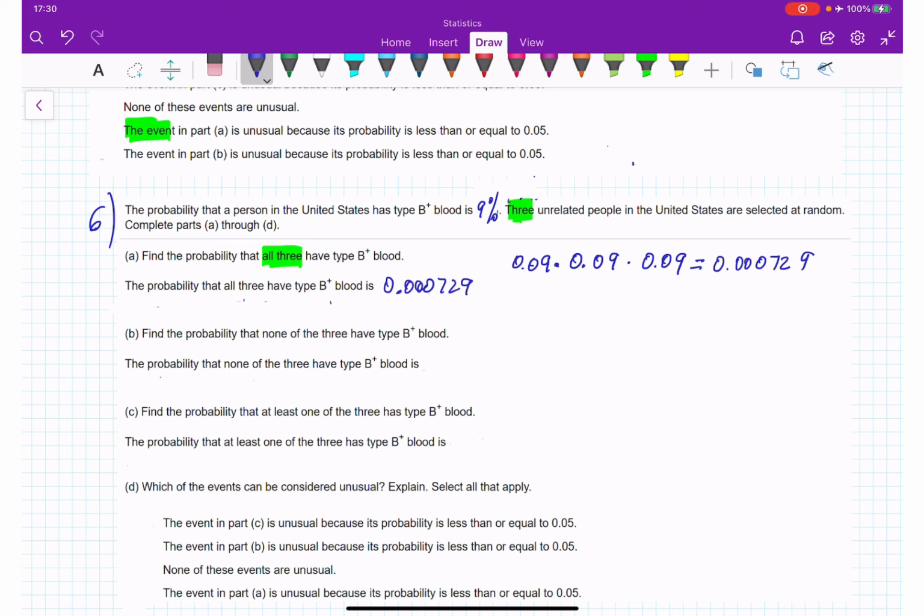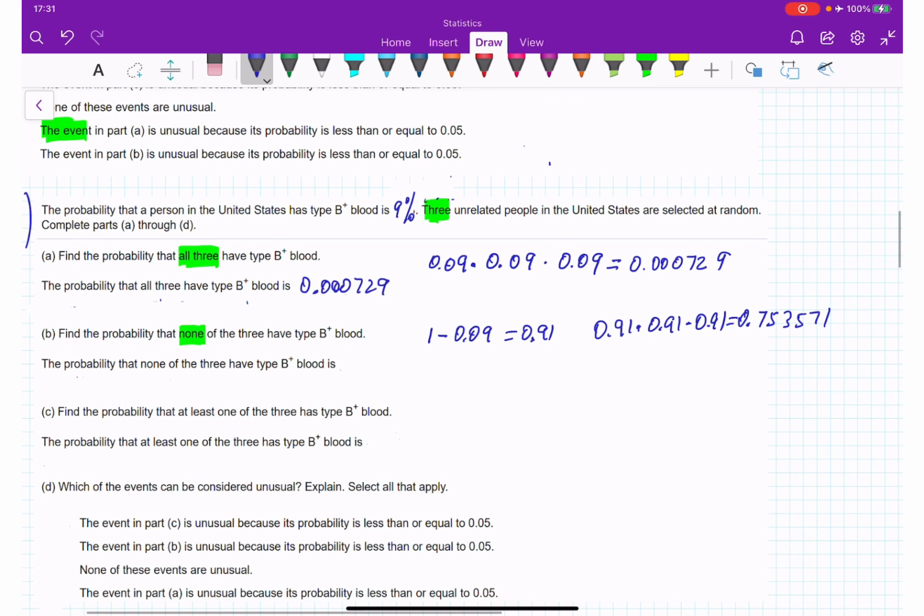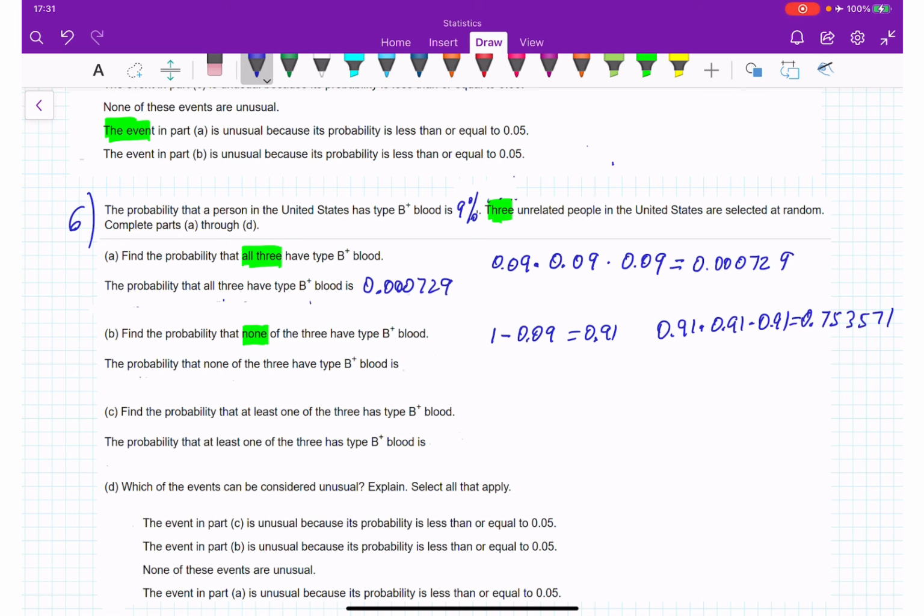Next, find the probability that none of them, it's very important, none of them. If each one of them is 9%, then none of them is going to be 1 minus 0.09, right? It's going to be equal to 0.91, and since it's three, it's going to be 0.91 times 0.91 times 0.91, and the result is going to be 0.753571. So here it is. The answer for B is 0.753571.